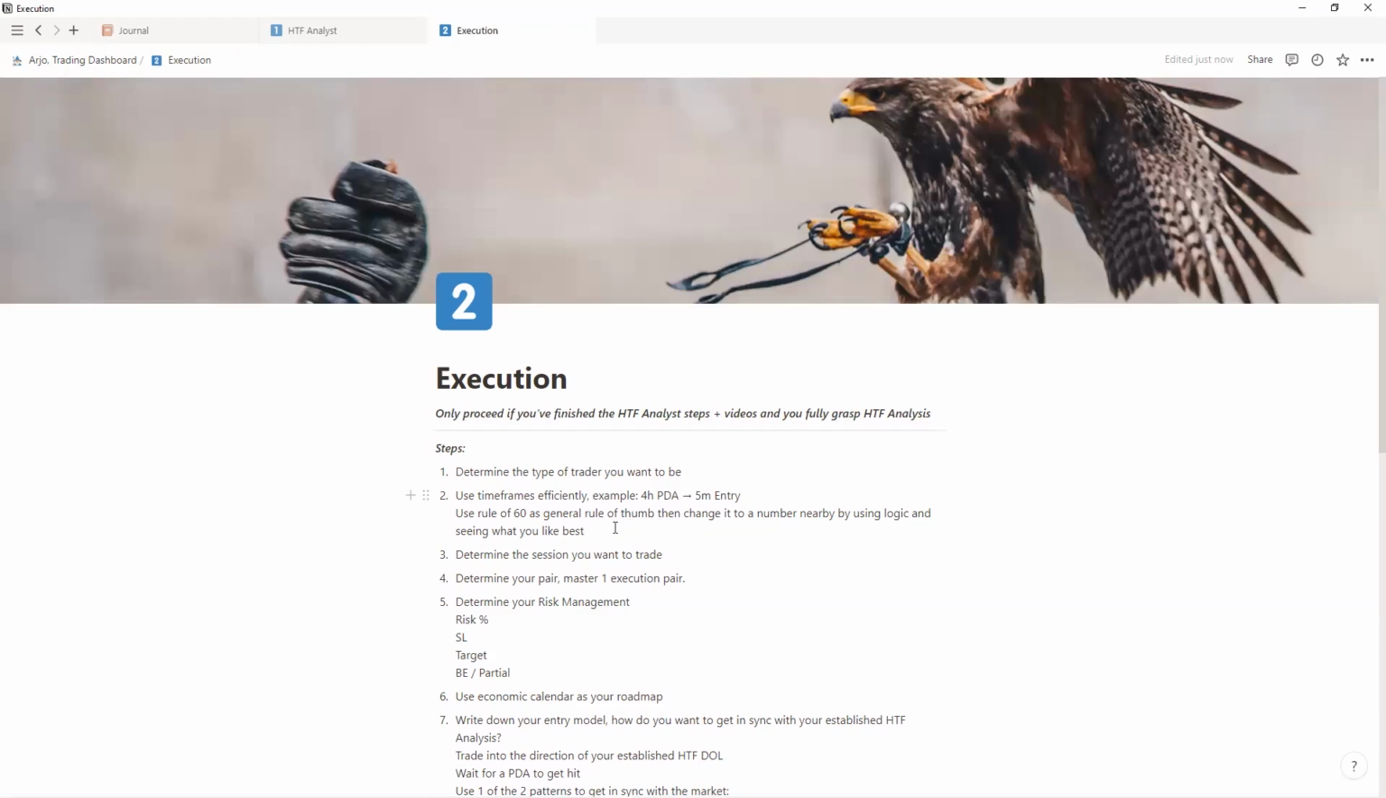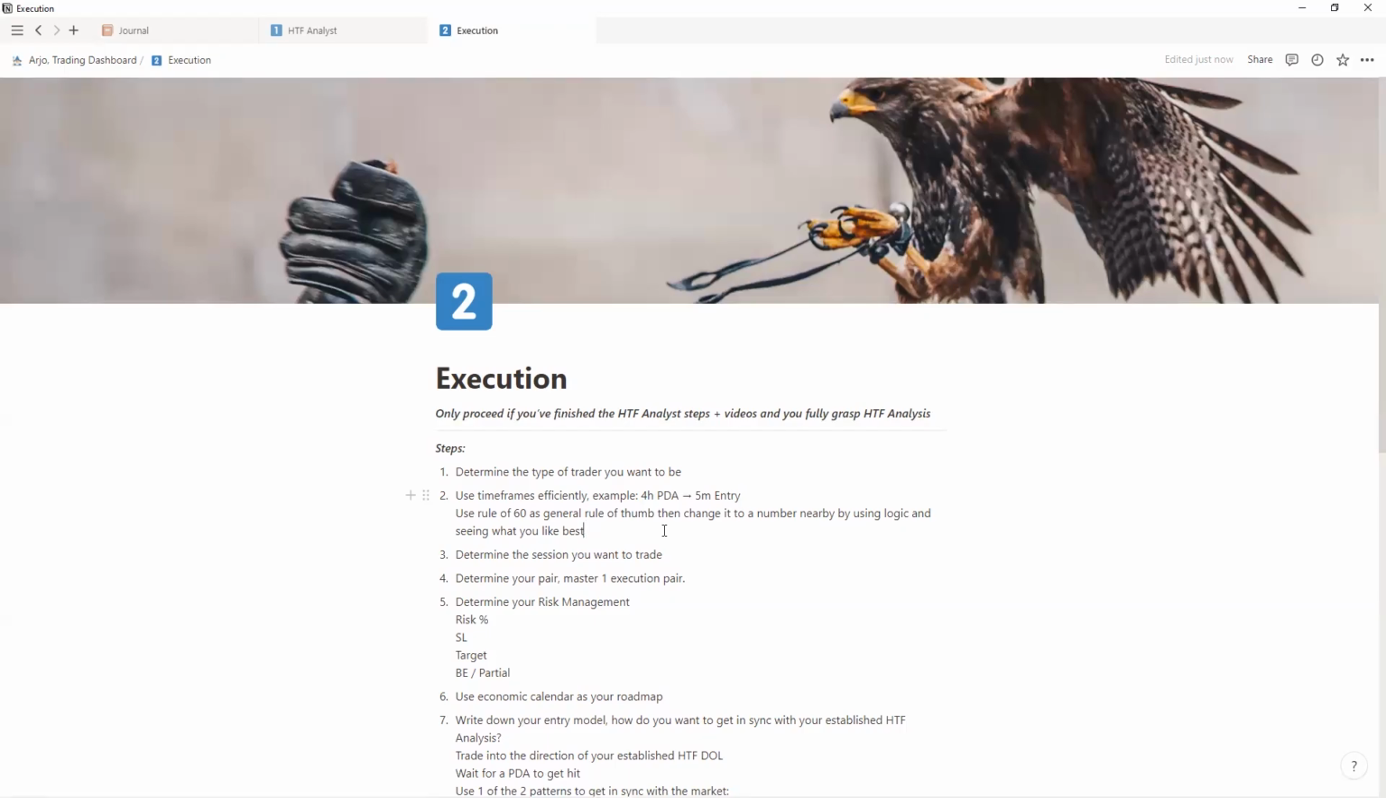Now, this is something I learned in the beginning of my trading journey, which is actually pretty fun. Let's say 4-hour, let's say it like this. We want to execute on the 5M. We know we want to execute on something in the minutes, either 1 minute or 30 minutes, whatever it is. Then we have an hourly PDA. Let's say 4 hour. How many minutes is 4 hours? Let me grab a calculator real quick.